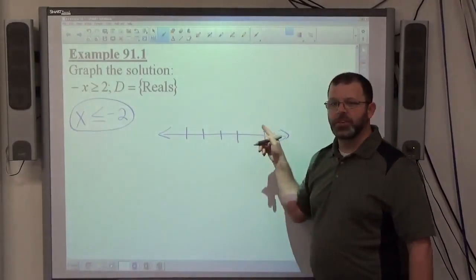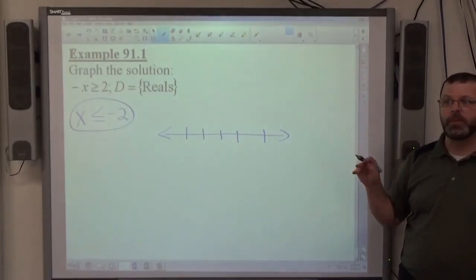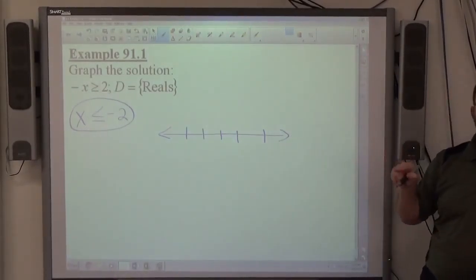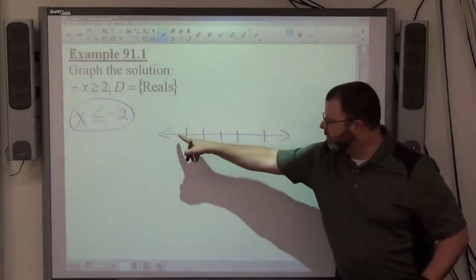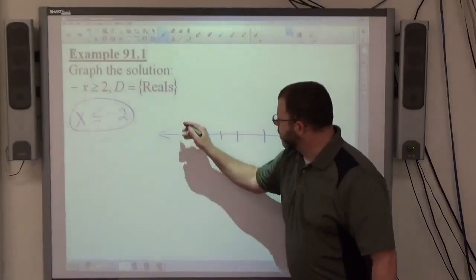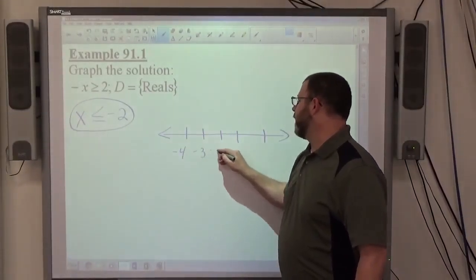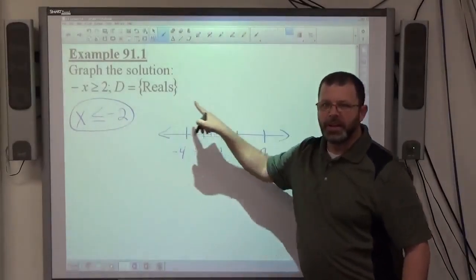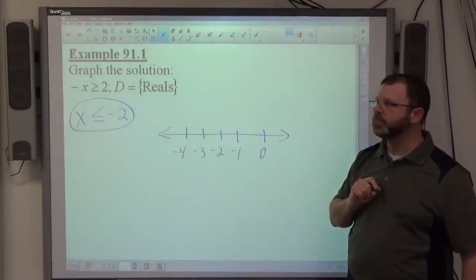If I ask you guys what this is called, you say a number line, right? But its actual name is the real number line, if you want to give it the full name. But this is the real number line. So if I'm graphing on the real number line, it just means graph like normal. So, negative 4, negative 3, negative 2, negative 1, 0. Just put some numbers on there. Make sure this number is on there and somewhere towards the middle.